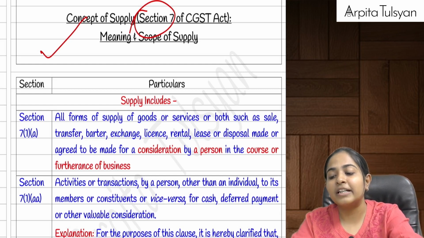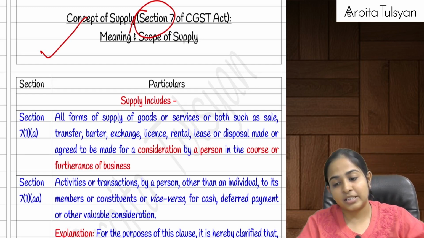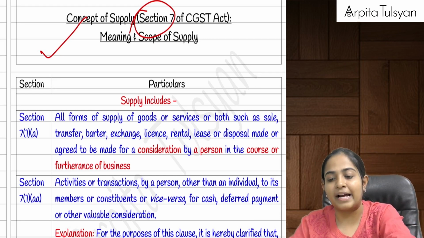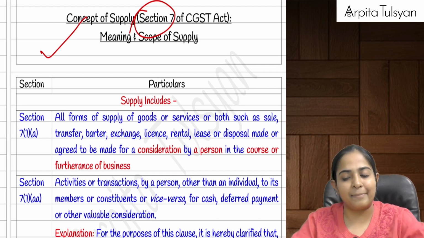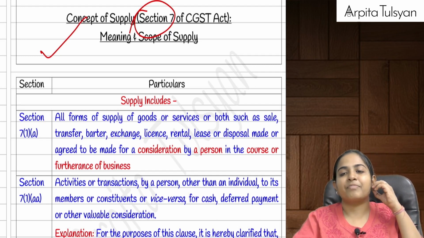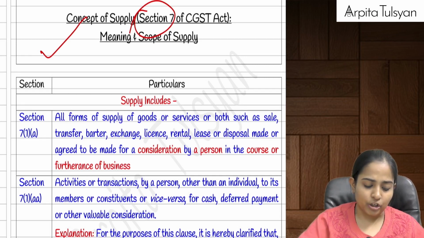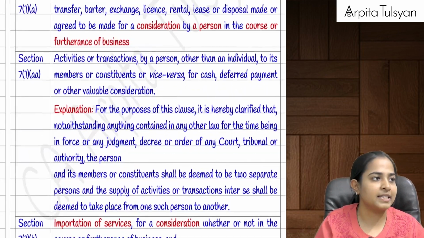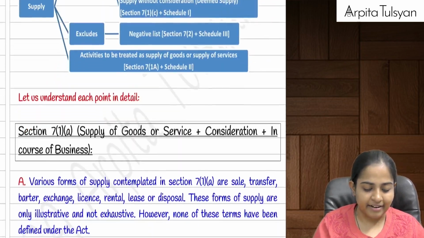Then ma'am, what about the interstate transactions? Is it not applicable to that? Let me tell you that whatever provisions we are studying in relation to supply under section 7 of the CGST Act, the same provisions have been made applicable to interstate supply also, that is, to the IGST Act also. Now let's understand, everyone. This is a summary table, as you can see here. All the provisions have been included here. Now let's start understanding everything in detail.